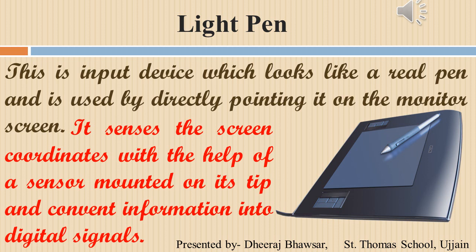and converts the information into digital signal. Or it consists of a photocell and an optical system placed in a small tube. When its tip is moved over the monitor screen and the pen button is pressed, its photocell sensing element detects the screen location and sends the corresponding signals or information to the CPU.